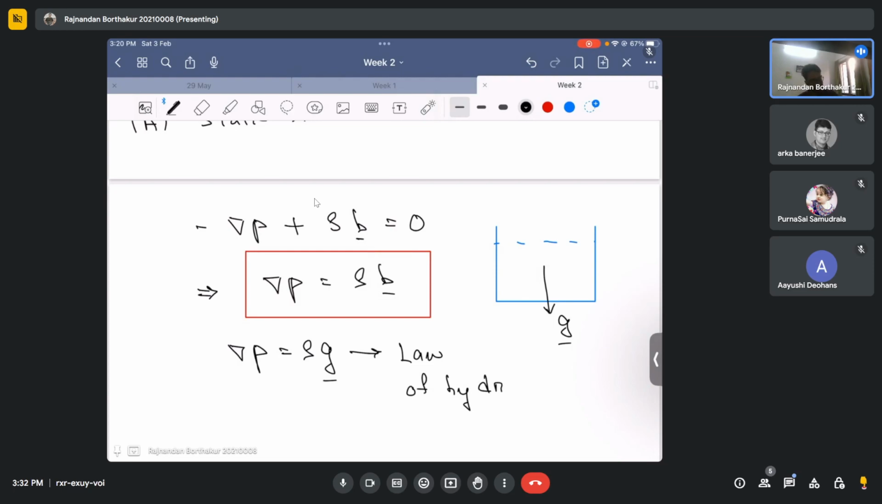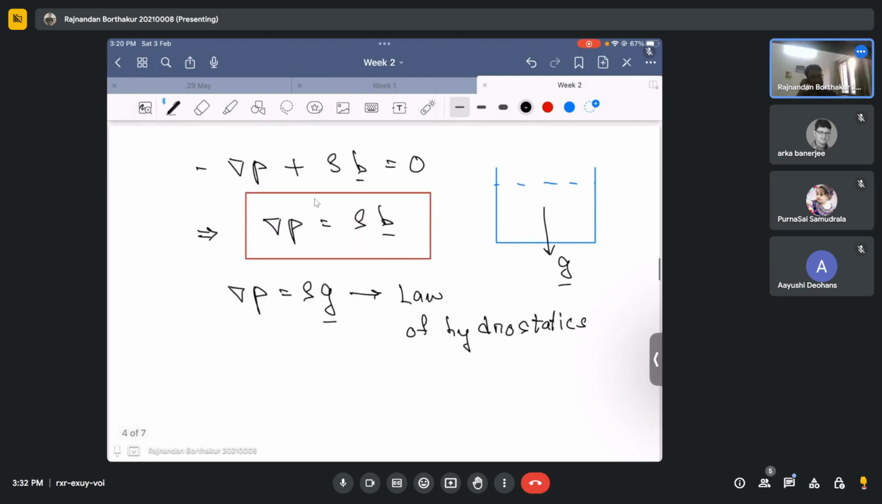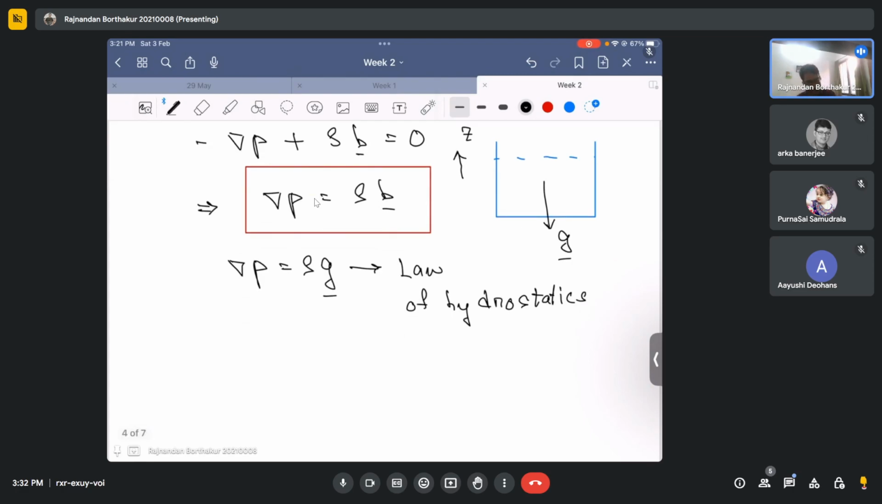So it is basically the law of hydrostatics. To make things more familiar, let's say for simplicity I consider this direction to be my z direction, which is sufficient for this problem. Then the gradient of P would come out to be del P by del Z, and this should be minus because g acts in the downward direction, which is basically the famous law of hydrostatics that you already know.